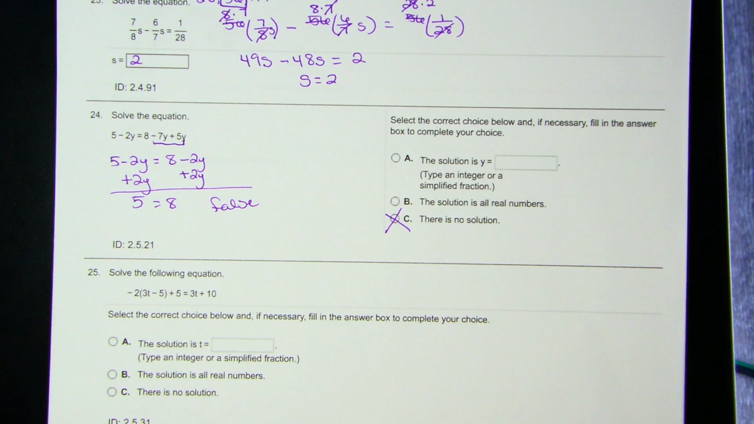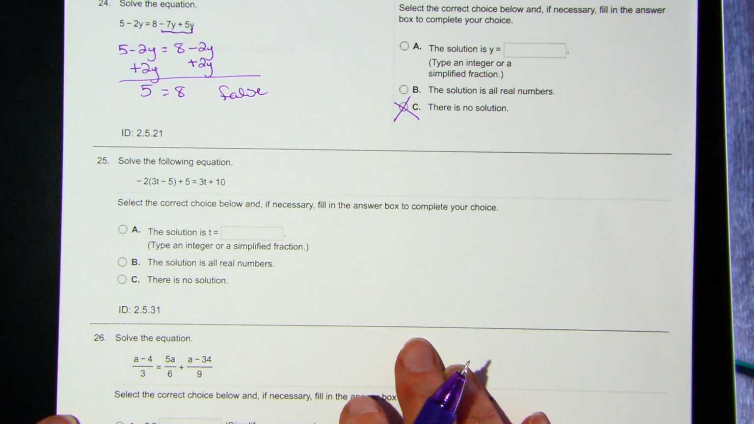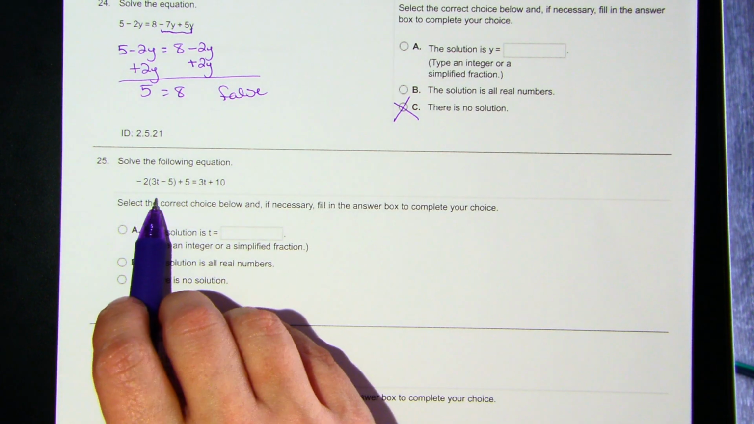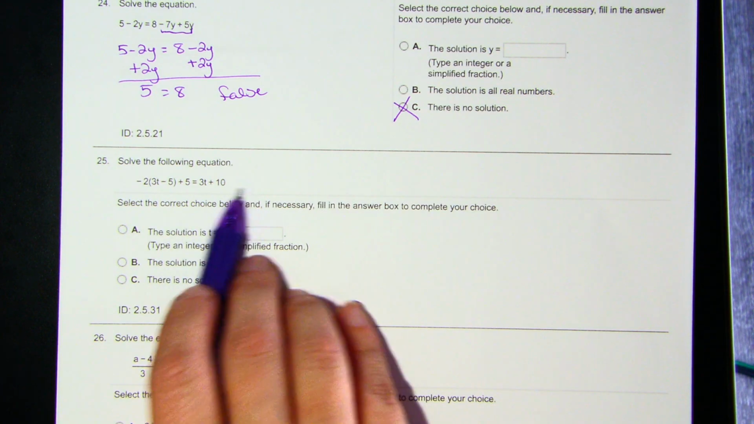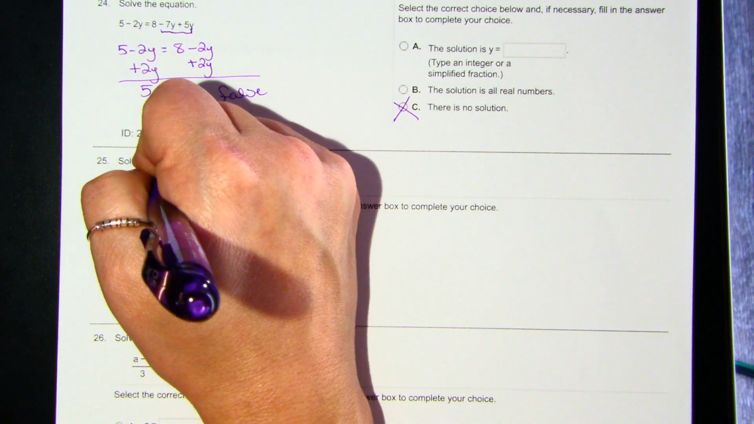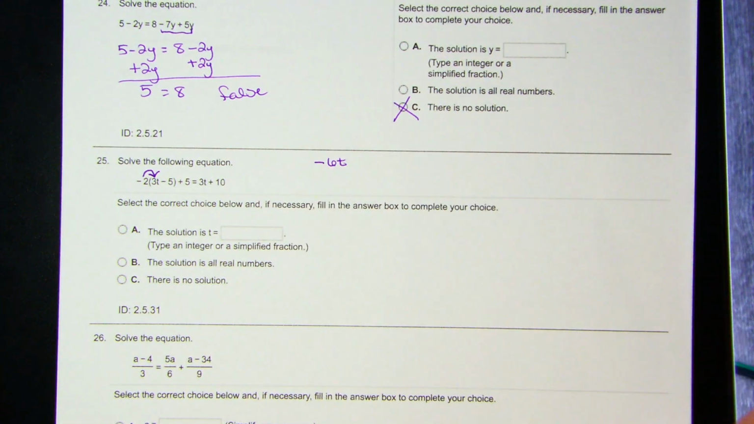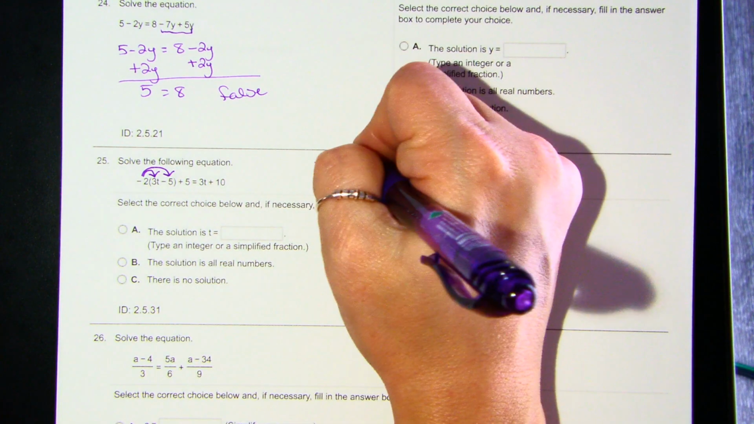So let's look at the next one. Solve the following equation. There are no fractions, which is always what I want to go for first. I do have a set of parentheses that I want to get rid of, so I'm going to distribute that negative 2 to the positive 3t, giving me a negative 6t. Negative 2 times negative 5: negative times negative is positive, 2 times 5 is 10. Then don't forget, I still have this plus 5 over here on the left-hand side, and all of that equals 3t plus 10 on the right.